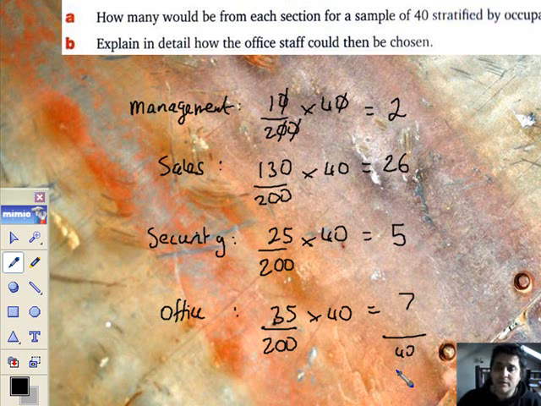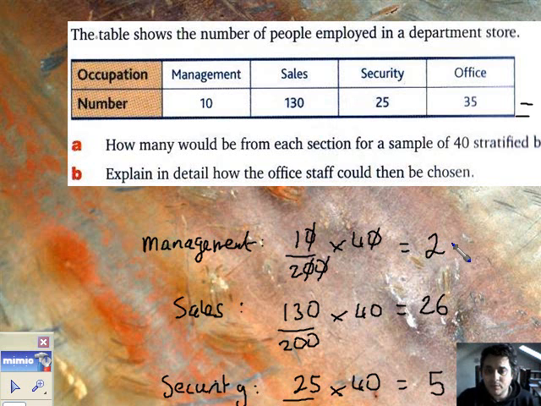Well, let's just go for the 2 managers, for example. We can again talk about assigning a number to each member of the management team, and then randomly selecting them using the random function on the calculator. So for example, if random number 8 comes up, then you choose the 8th member, whoever that is on your list, then that person gets interviewed. Then you press the button again, and if number 4 comes up, then you choose the 4th member, and these are the 2 people you select.